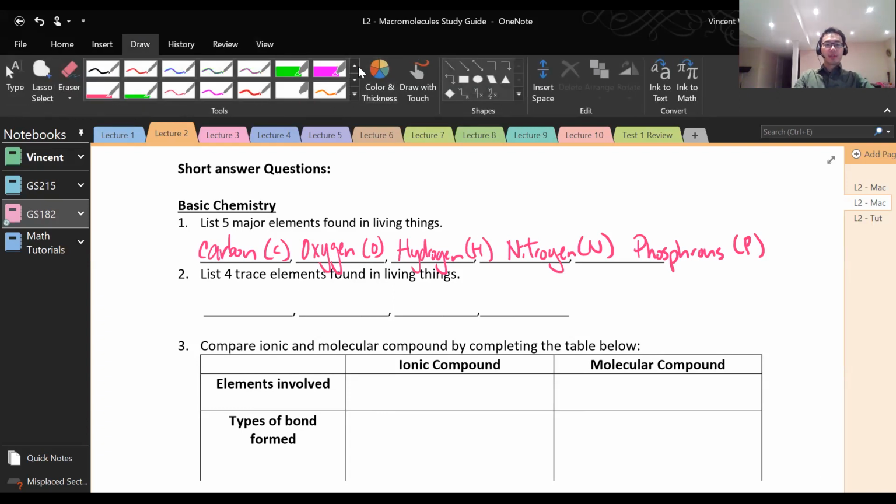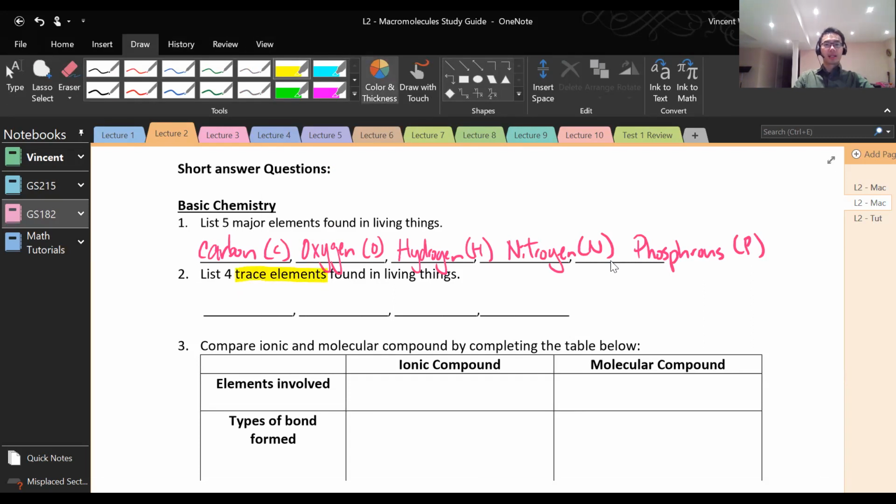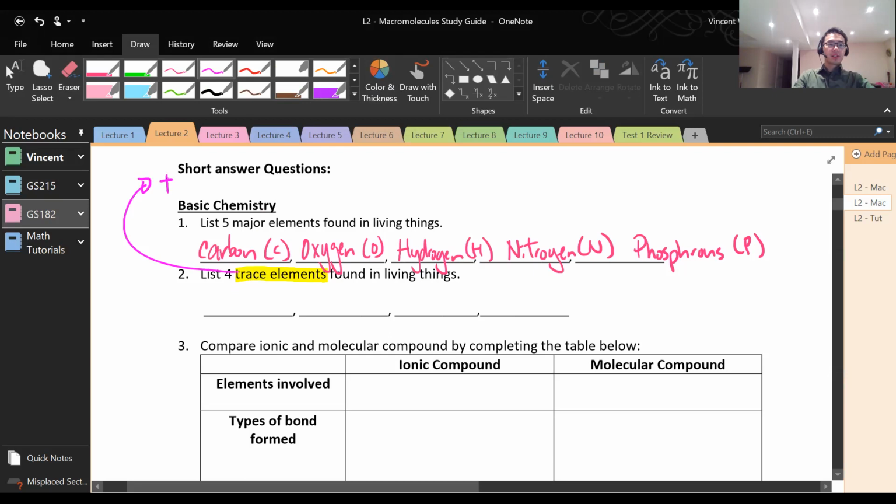In addition to these major elements, we also have what we call trace elements. Trace elements means we don't have a lot of it. These are only found in small quantity.